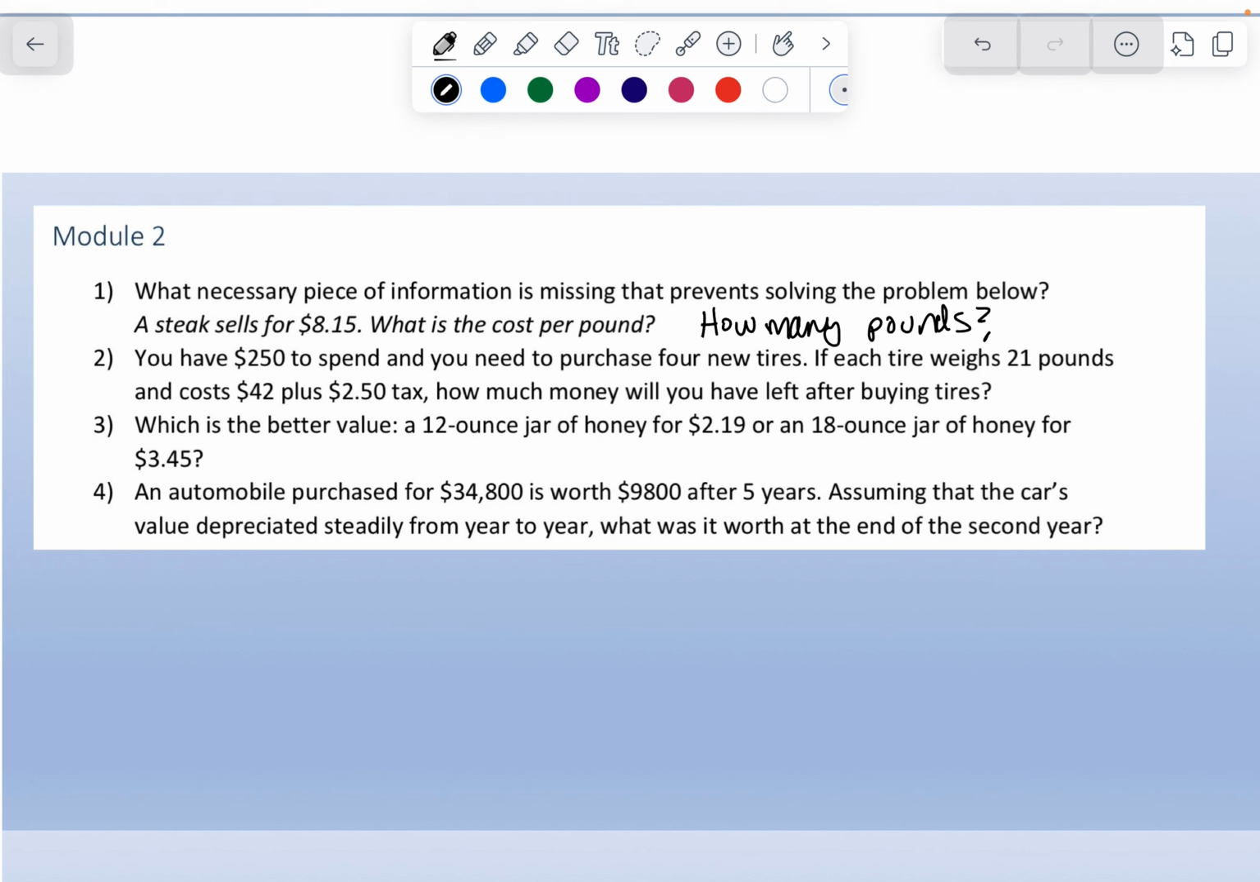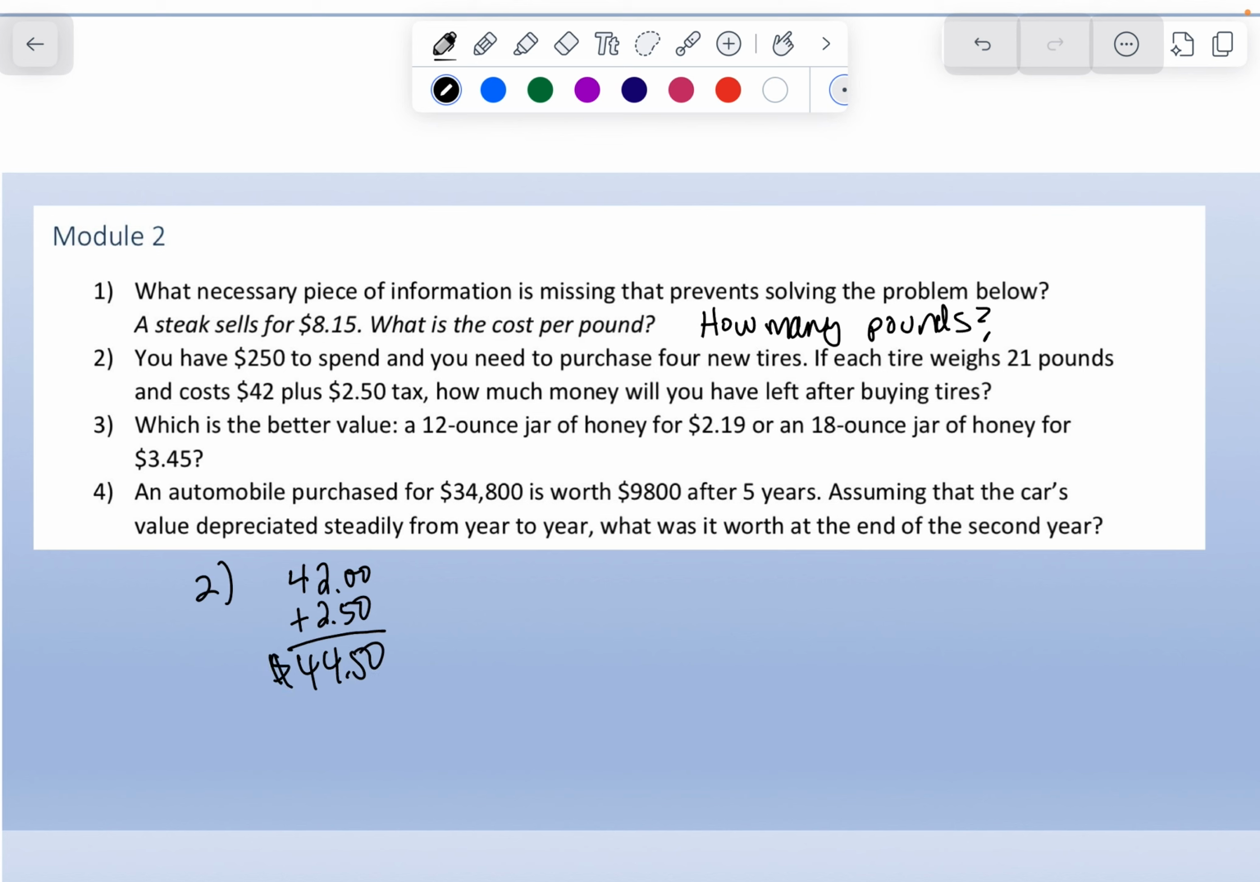Well, we don't care about the weight. Now, if they mentioned something about the cost for a pound of tire or something strange like that, so the 21 is irrelevant. So remember, only use the thing that you need. So if we think about each tire, it is $44.50. Okay, so that's the cost of one tire.